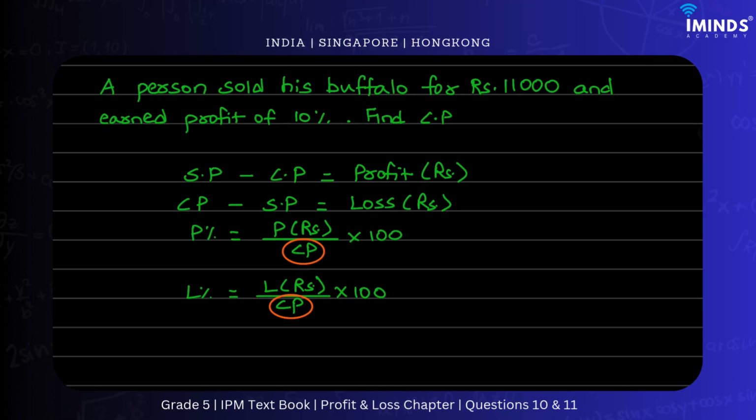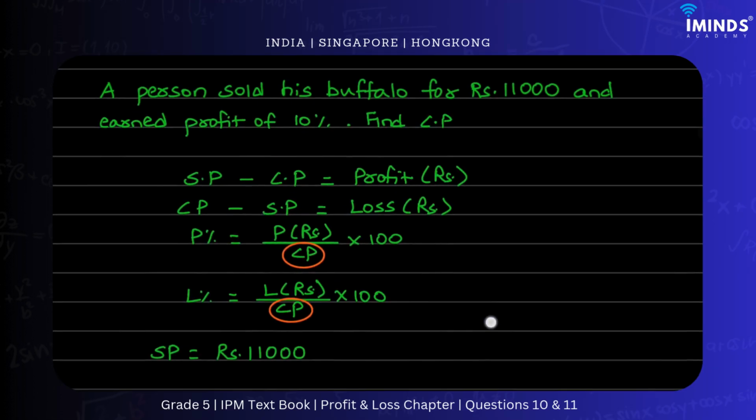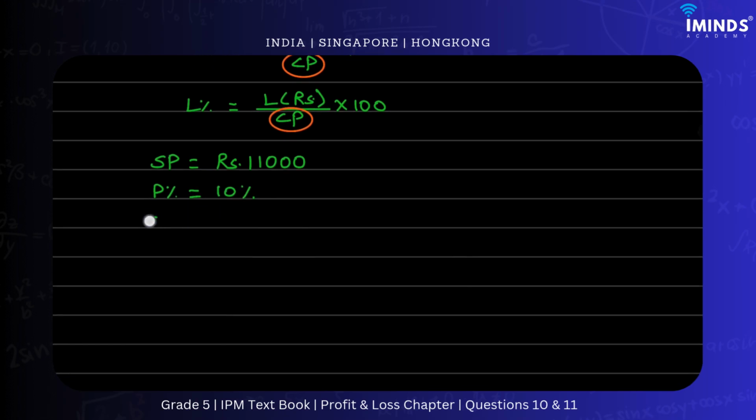A person sold his buffalo for rupees 11,000 and earned a profit of 10%. So what we will do, we will first write down the data that is given to us. SP is equal to rupees 11,000. Always write down the units also, never forget them. Profit percentage is given to us, which is 10%. Now I want to find out CP. CP equals how much?